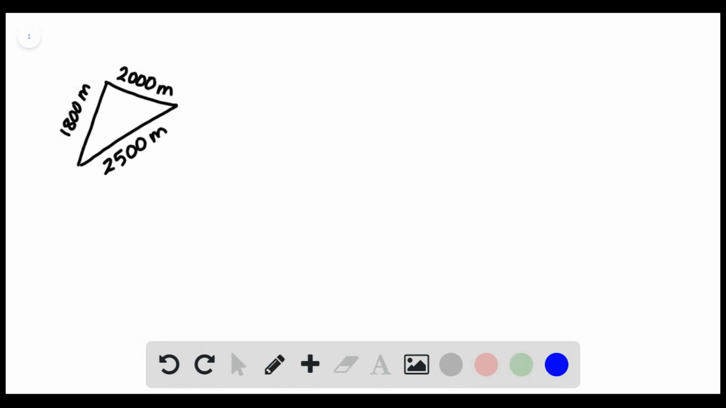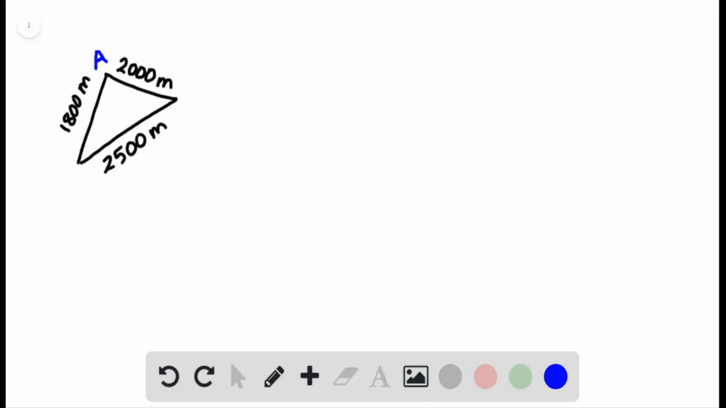So I'm going to label the angles with capital letters A, B, and C to label the vertices of the triangle. And basically, we remember from geometry that the largest angle is across from the longest side. So we know the largest angle is angle A. So our goal is to find the measure of angle A, and we're asked to round to the nearest whole degree.